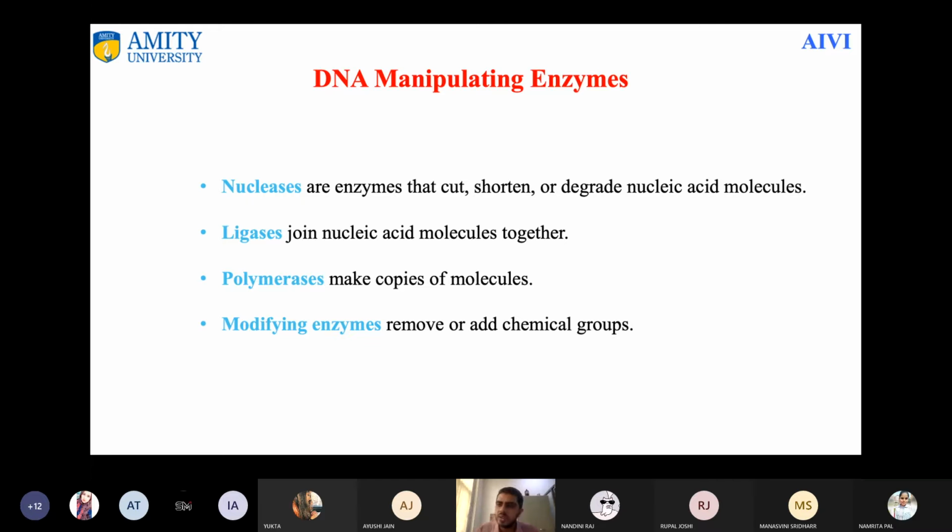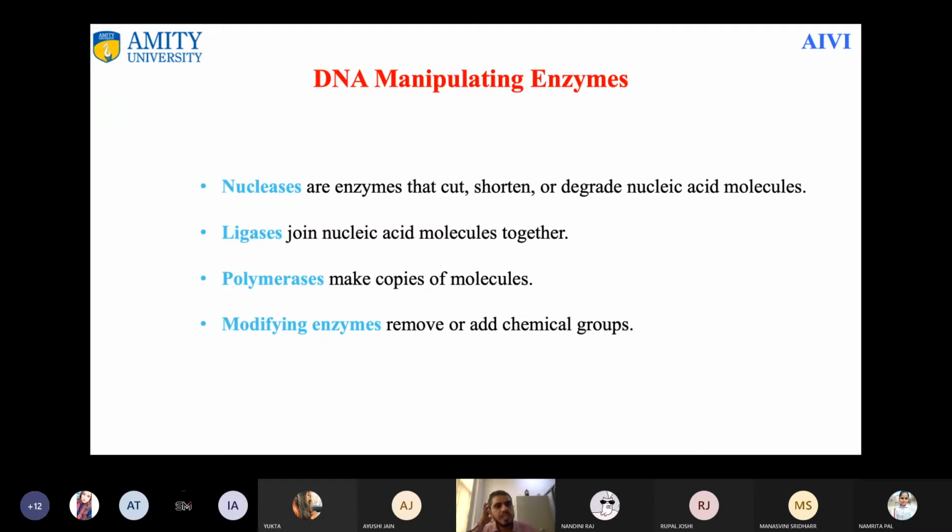You may want to add a hydroxyl group or remove a hydroxyl group. As you know, there are ribose and deoxyribose, so you may want to convert DNA to RNA or RNA to DNA. How do we do that? For that you need a modifying enzyme, which can convert DNA to RNA and also RNA to DNA. So these are the different types of enzymes.